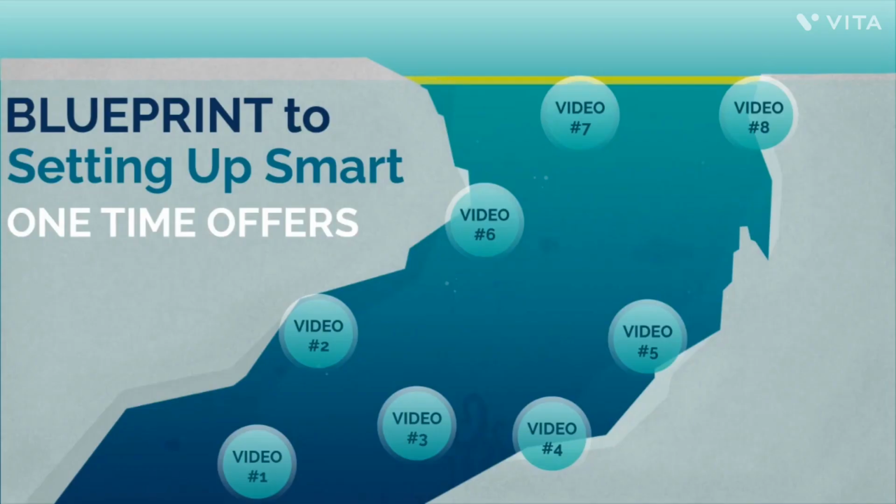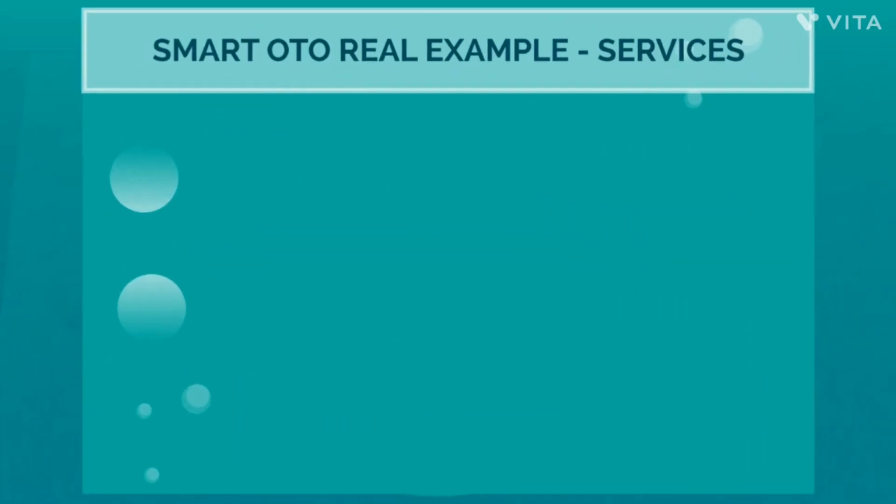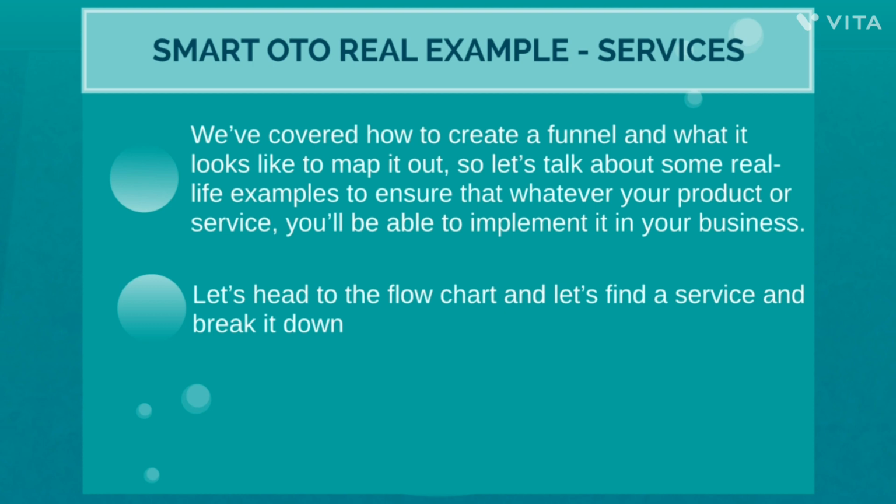Okay, so this is video number 7, and we're going to talk about something similar to what we talked about in the previous video, but we're going to map out a product funnel that is just for services. So let's head on over to the flow chart and let's find a service and break it down.